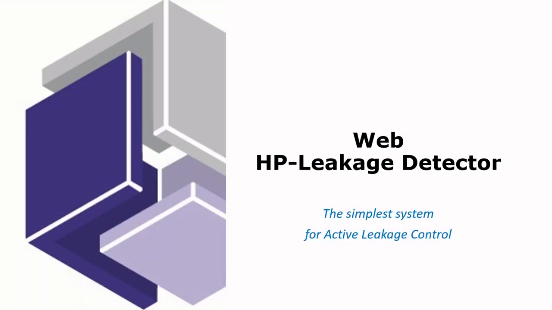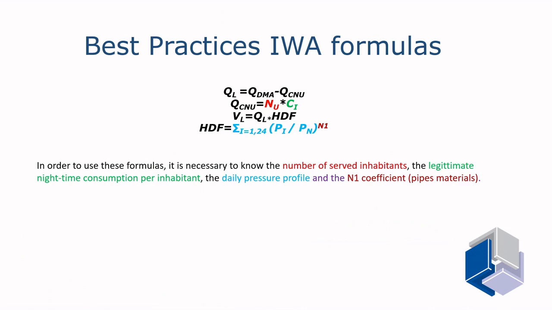Web HP Leakage Detector is the simplest software-as-a-service solution for active leakage control. In fact, the classical system based on the best practice EWA formulas has to use these formulas that you see, but in order to use these formulas, it is necessary to know the number of served inhabitants, the legitimate nighttime consumption per inhabitant, the daily pressure profile, and the N1 coefficient, a coefficient related to the pipe's material.